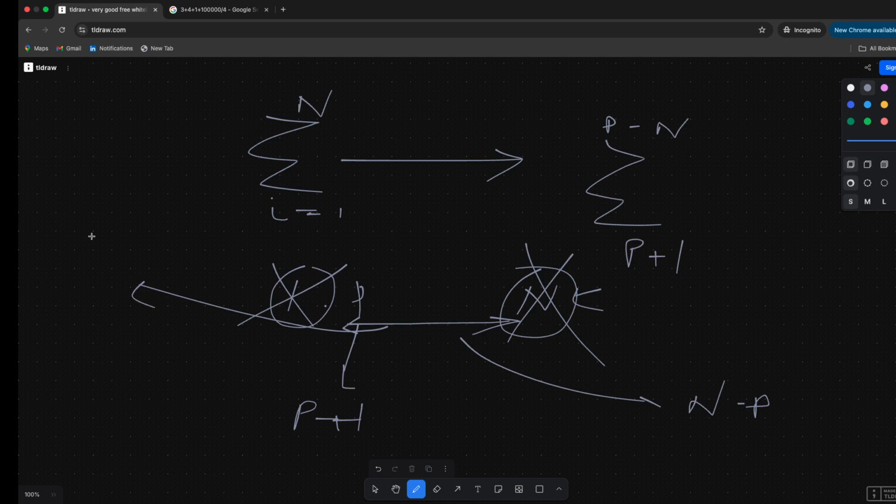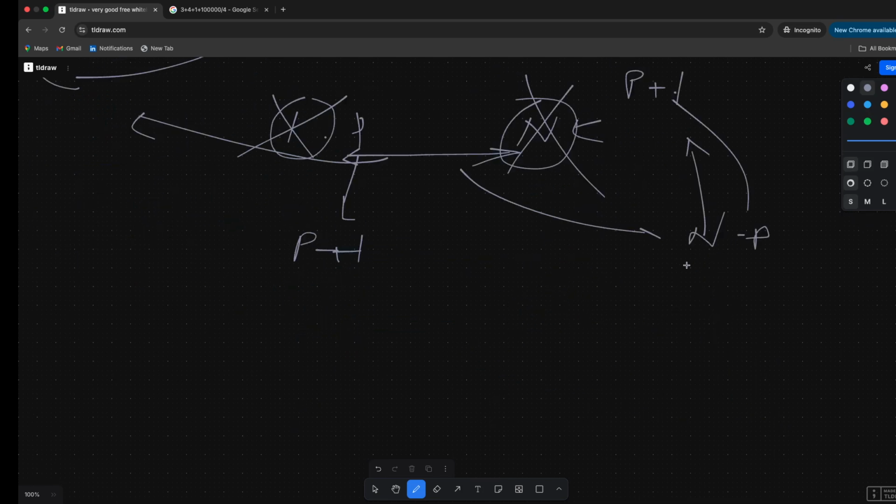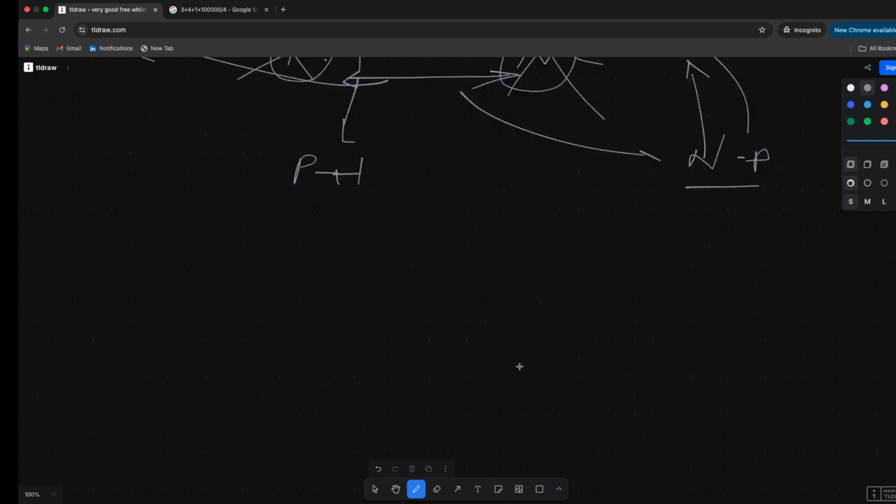And then if you calculate the total number of observations, it will be n minus 2p, right? So this is basically representing the total number of observations that we have. I mean, you can just subtract this by this. So this is my first value, right? So if you just subtract p plus 1 minus n minus p, you're going to get the exact number of values.